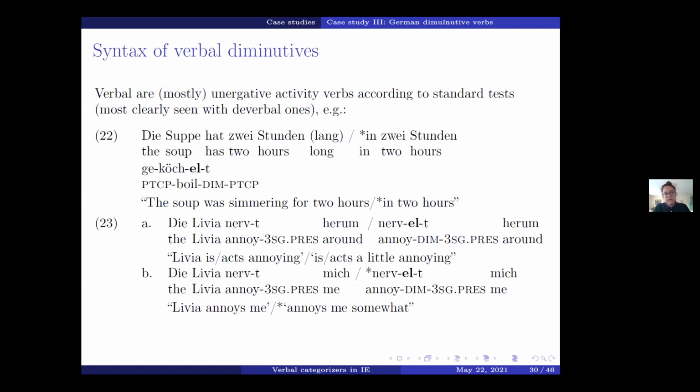You can see this very clearly with the deverbal ones that differ in argument structure from the supposed base verb. So for example, if the base verb is transitive, then very often the derived diminutive cannot take a direct object, although there's a lot of speaker variation here. So this really seems like a way of making unergative iterative activity verbs.